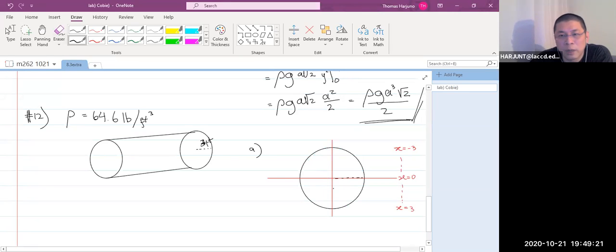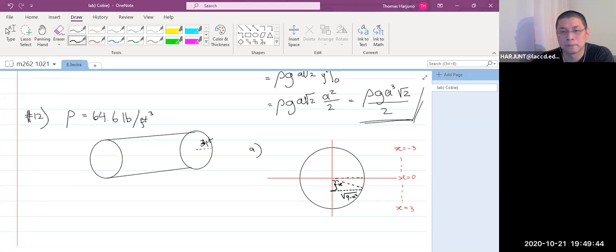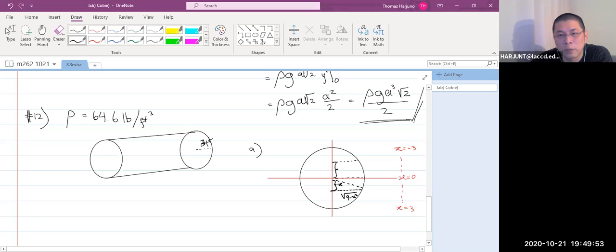Now, if this is my x, then what is the width? It will be twice of this, which is square root of 9 minus x squared. Notice that it is still consistent when my x is negative, then the length here is still square root of 9 minus x squared.